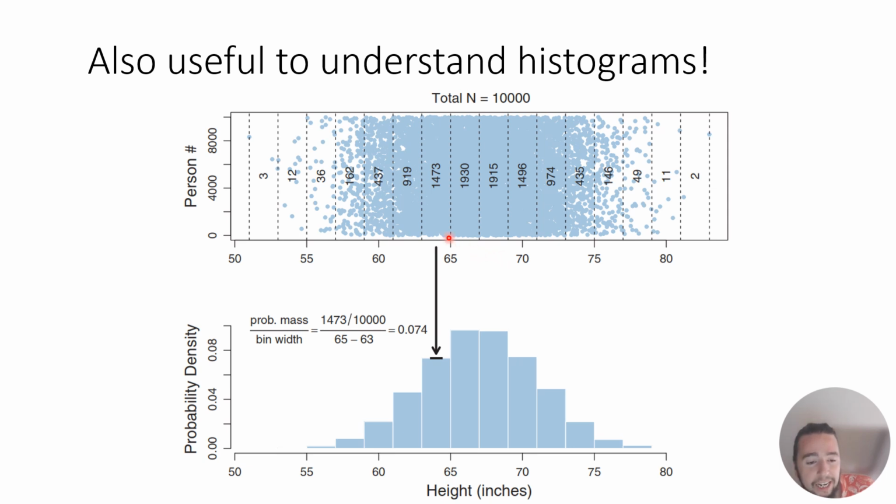And therefore, we can calculate the probability mass, that is the relative frequency, in this case 1473 divided by 10,000, that is the relative frequency, also called the probability mass. And if we divide that by the width of the bin, then we have a number. If we plot all of these numbers, we create a histogram. So that's basically using a probability mass function to create a really useful tool to describe variables: histograms.